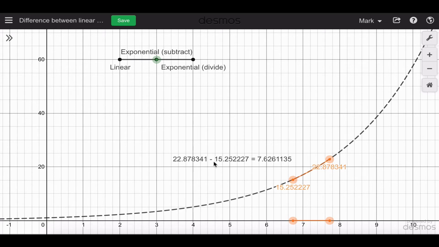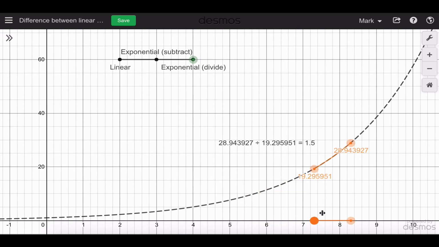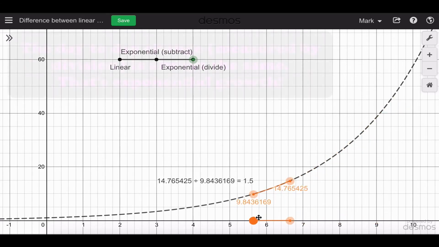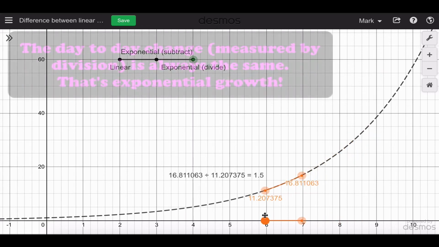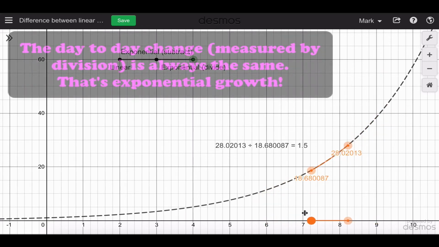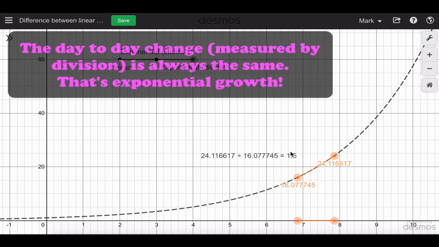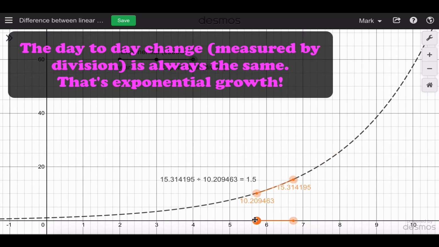So why is it exponential growth? Well, what I'm going to do here is change this equation. Instead of talking about subtraction, I'm going to change that to division. And now I want you to notice, it doesn't matter how I move my slider. The day-to-day change measured by division is always the same. That quotient is always 1 5/10. As I go from small change to big change, that quotient stays the same.